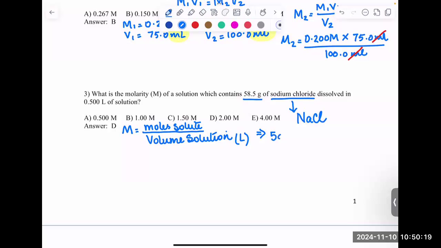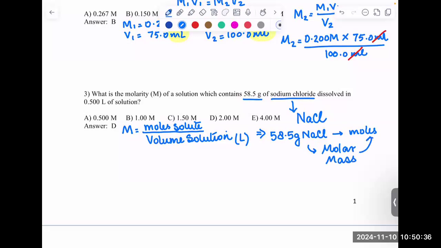So we have 58.5 grams of NaCl. We need to convert that to moles. So to convert grams to moles, what do we need? We need the molar mass of NaCl. So we take Na and Cl. Sodium is 23 grams and chlorine is 35. So the total becomes 58 grams per mole.